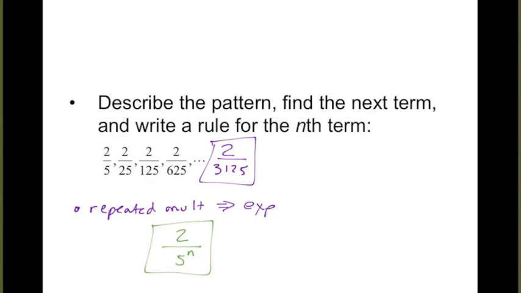We can double check that with some numbers in the sequence. If we say this first one is n is 1, and then 2, and then 3, and then 4. If we plug those in, then n as 1 gives 5 to the first is 5. N is 2, 5 squared gives 25, and it creates the sequence that we need.